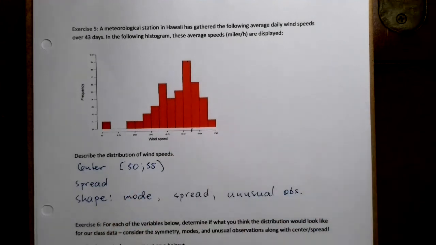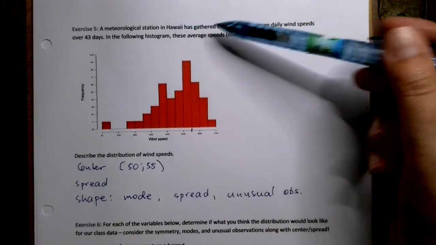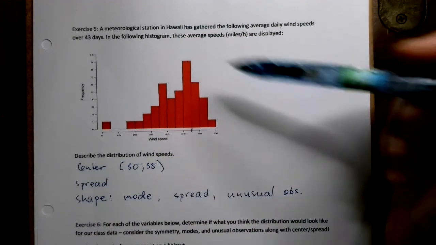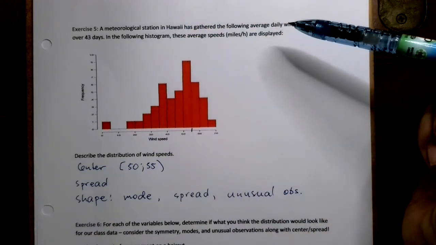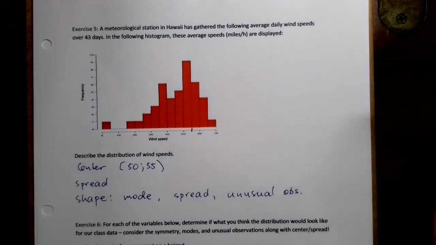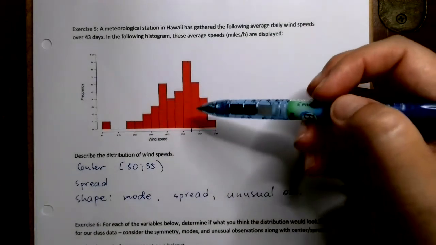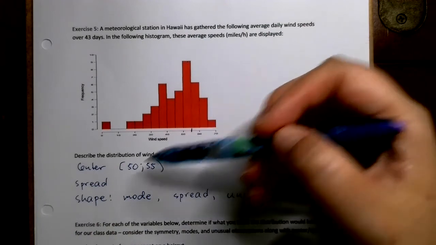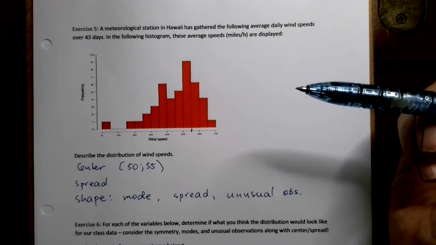And by the way, I forgot to read the question. It says, a meteorological station in Hawaii has gathered the following average daily wind speeds over 43 days. In the following histogram, these average speeds are displayed. So we have speeds for winds in Hawaii, and it looks like the wind speed that happens most frequently is between 50 and 55 miles per hour.